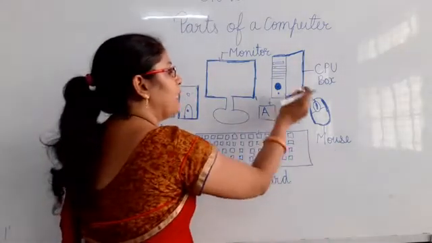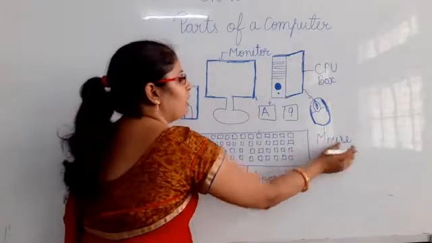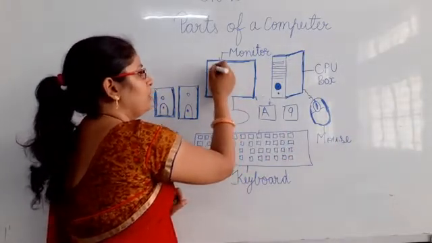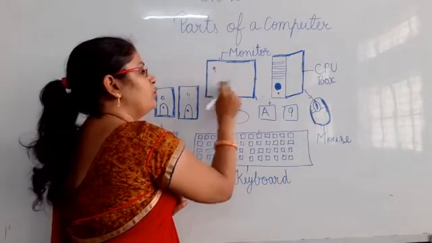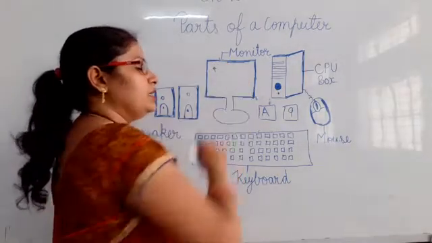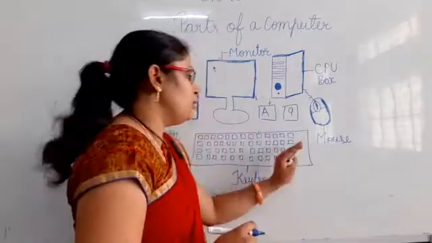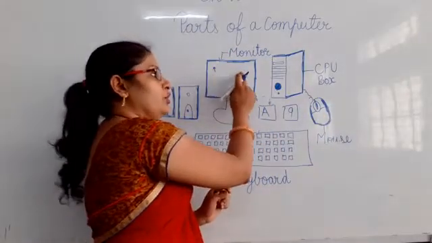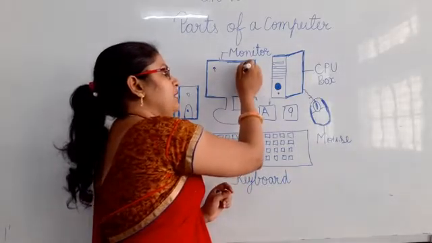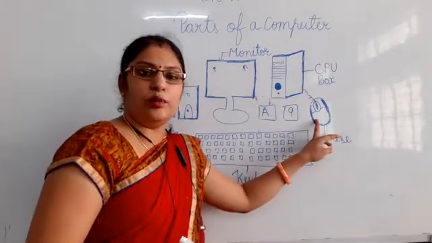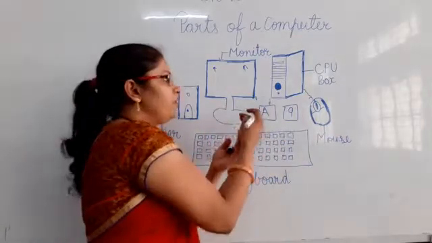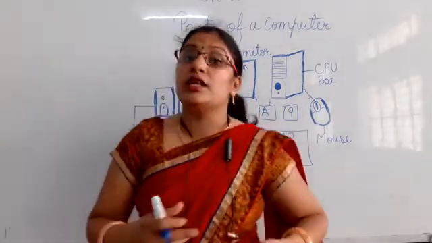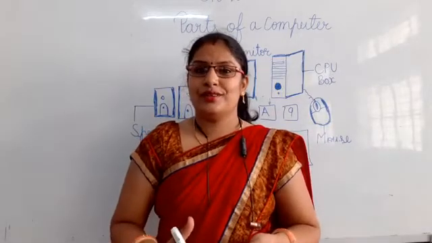Mouse helps us when we move a mouse here, there, a pointer moves on the monitor, an arrow will move on the monitor here, there. If we move the mouse to the right side, this arrow will move on the monitor to the right side. And if we move the mouse to the left side, then this arrow will move to the left side. What is the use of mouse?